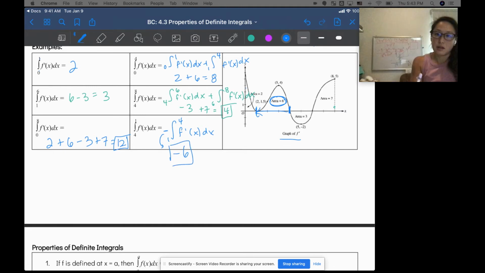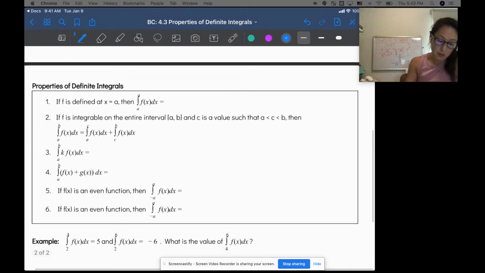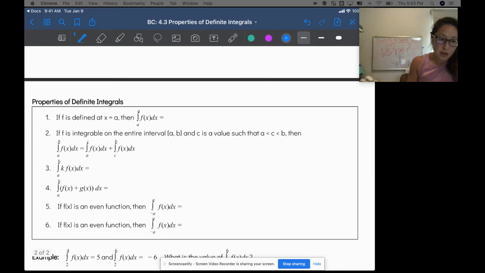All right, next part. So some properties of definite integrals are, if f is defined at x equal to a, then if we have the integral from a to a of f of x dx, the area under the curve would be 0. An example would be the integral from 1 to 1 of f of x dx. Well, we didn't move anywhere, so we didn't accumulate any area, 0.